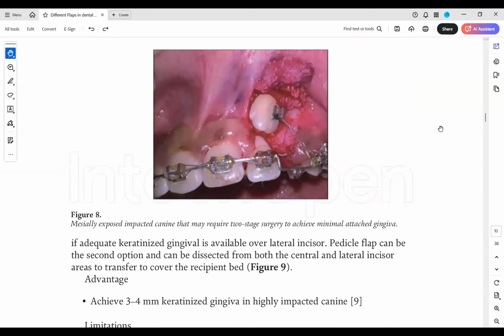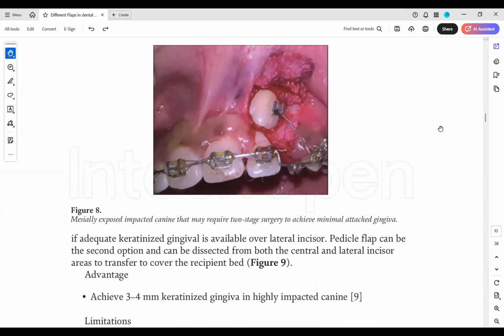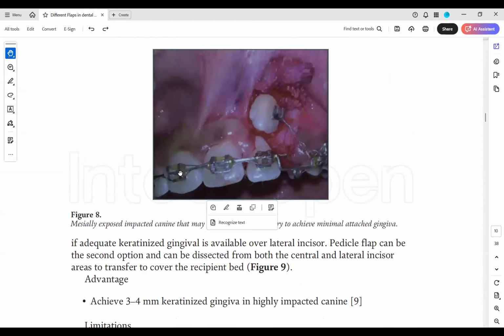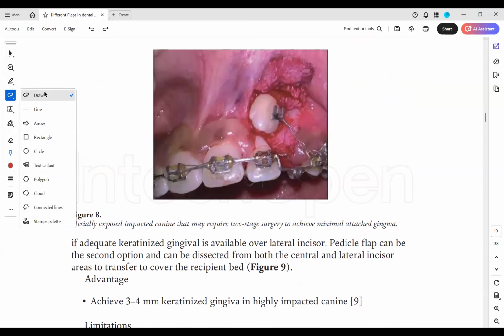Now look at this. Suppose there was minimal bone on top of this canine, and the flap that I raised, I position it apically, right here. So this would become the open apically positioned flap technique. And with the bracket and the wire, the tooth will continue to come down.